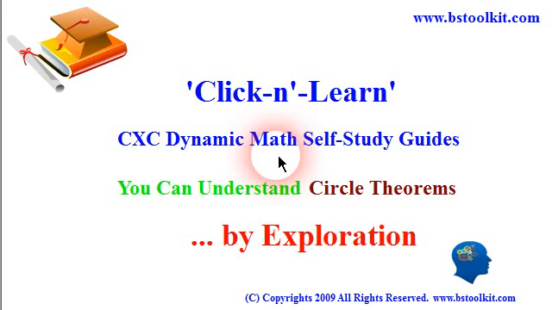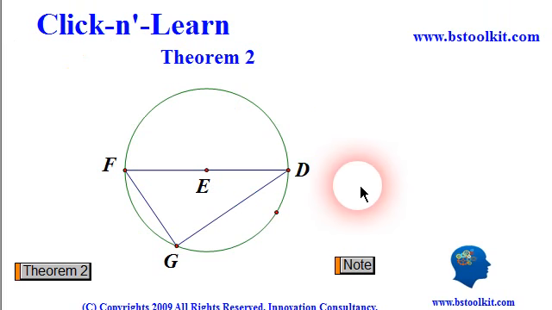You can understand circle theorems by exploration, experimentation, by observation, by making inferences and forming a conjecture and proving if your conjecture is either right or wrong. In this lesson, we look at Theorem 2, Circle Theorem 2.